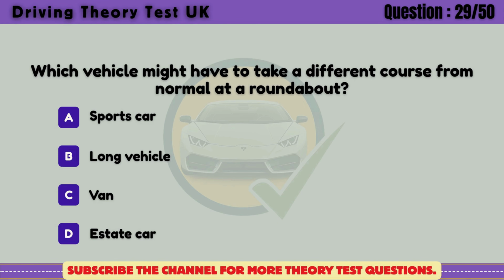Question 29. Which vehicle might have to take a different course from normal at a roundabout? Option A. Sports car. B. Long vehicle. C. Van. D. Estate car.